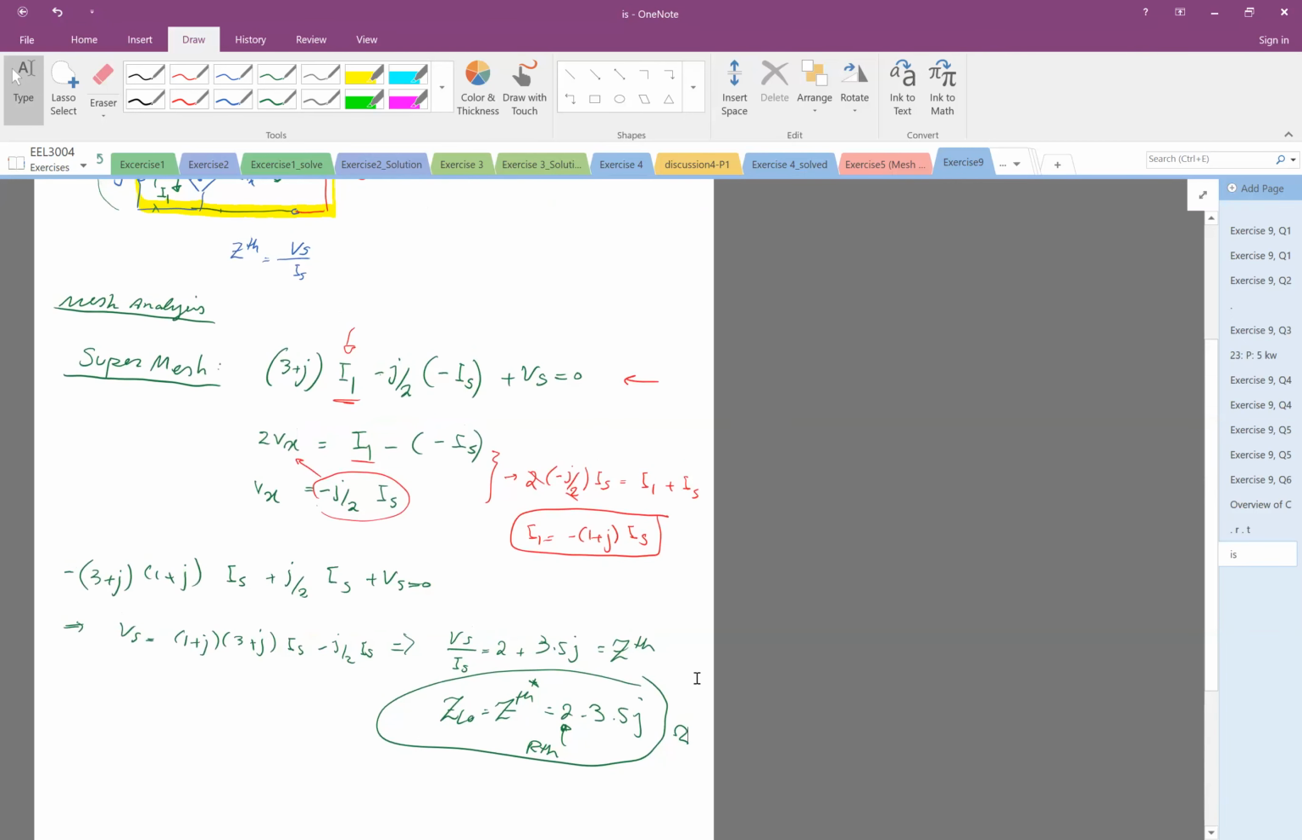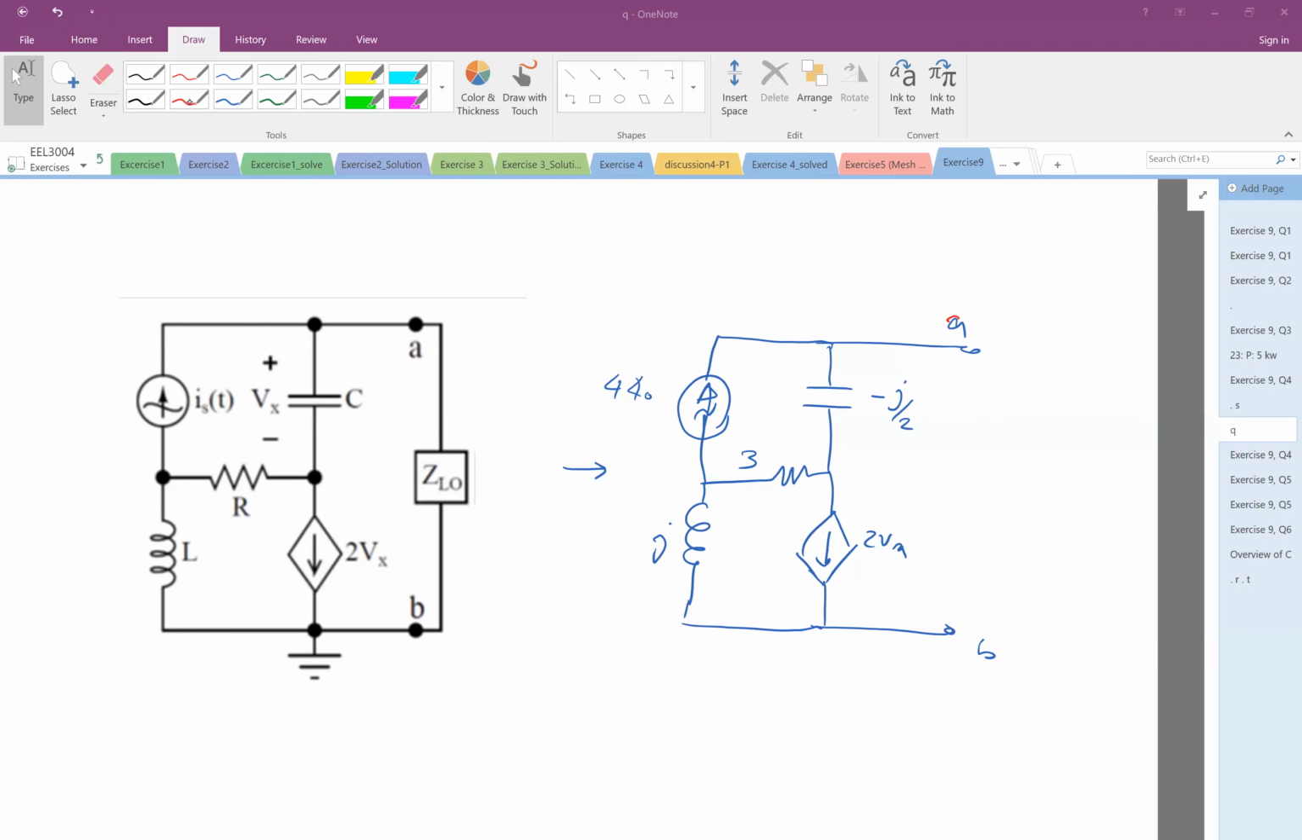Okay, so the next step is to find the V-Thevenin. And remember, this was the original circuit. For V-Thevenin, I have to basically find the V of open circuit. So I have to open the terminals A and B, and I call this plus minus V-Thevenin, which is the same as the open circuit. We need to find the V-Thevenin in this case.